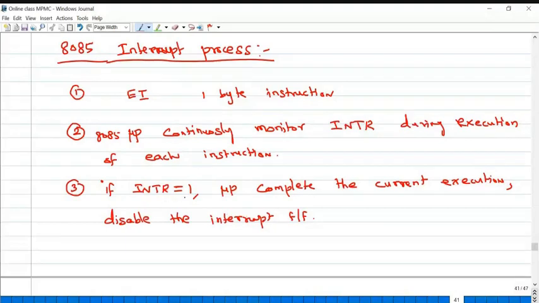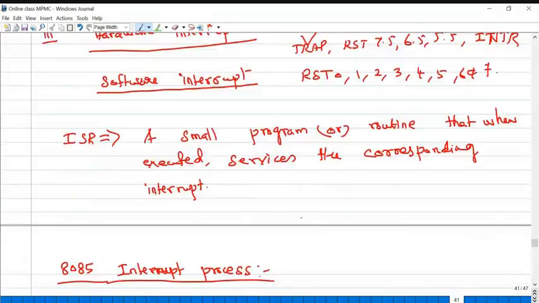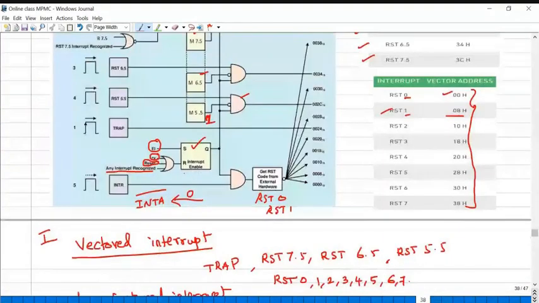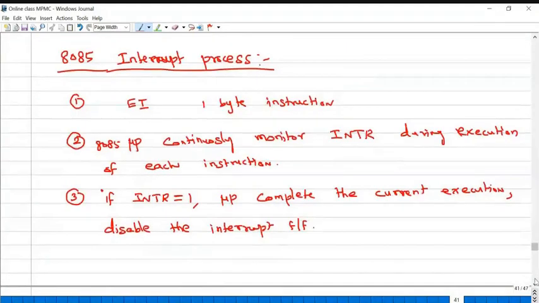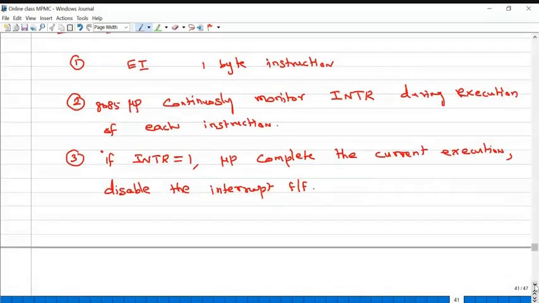Okay, so once INTR is high, the processor identifies that the interrupt request is received, so it completes the current execution and then disables the interrupt flip flop, which is available in the previous diagram. This is the interrupt flip flop, this one. Once it is identified, the microprocessor disables this particular interrupt. Right. Then fourth step, the processor sends the acknowledgement signal, INTA, interrupt acknowledgement.